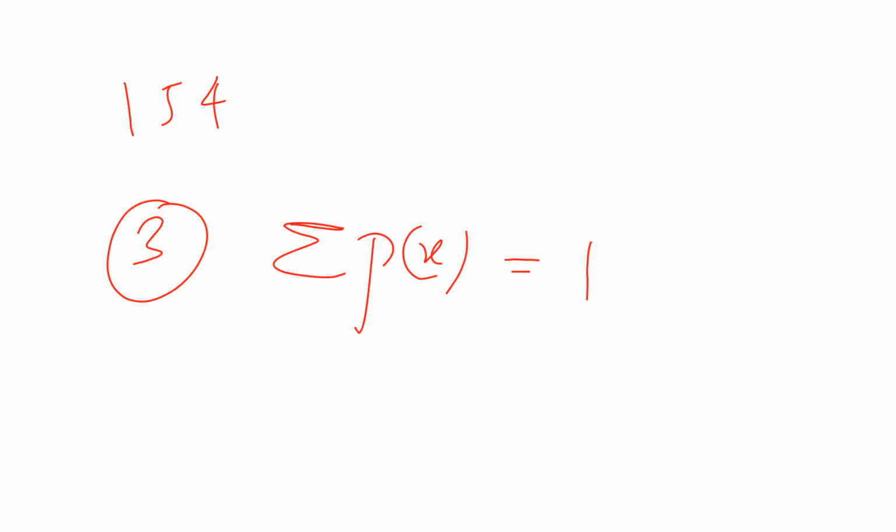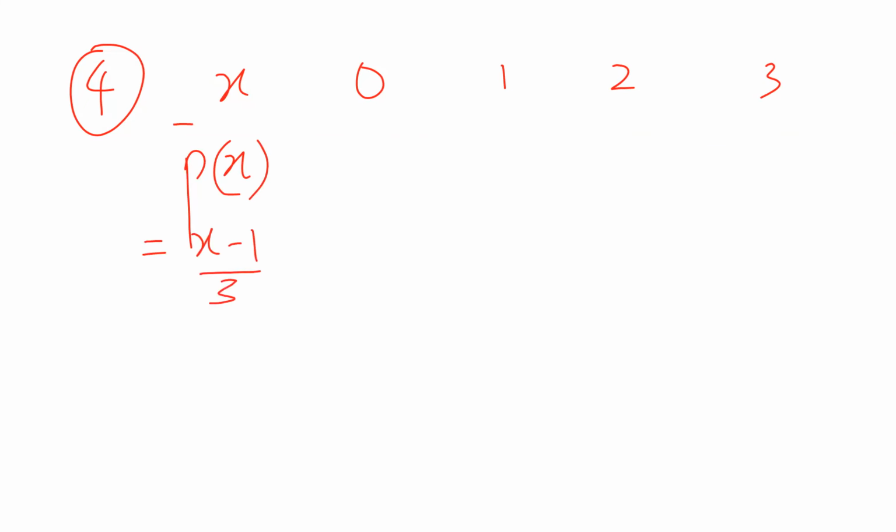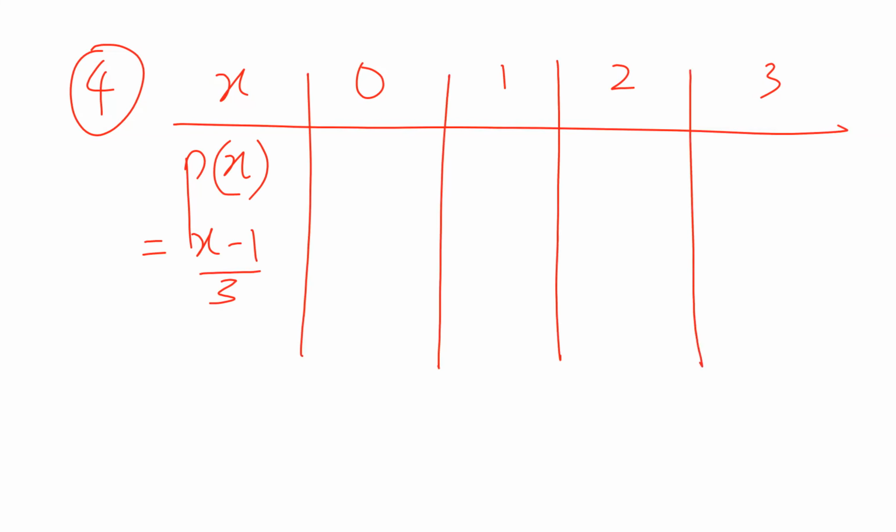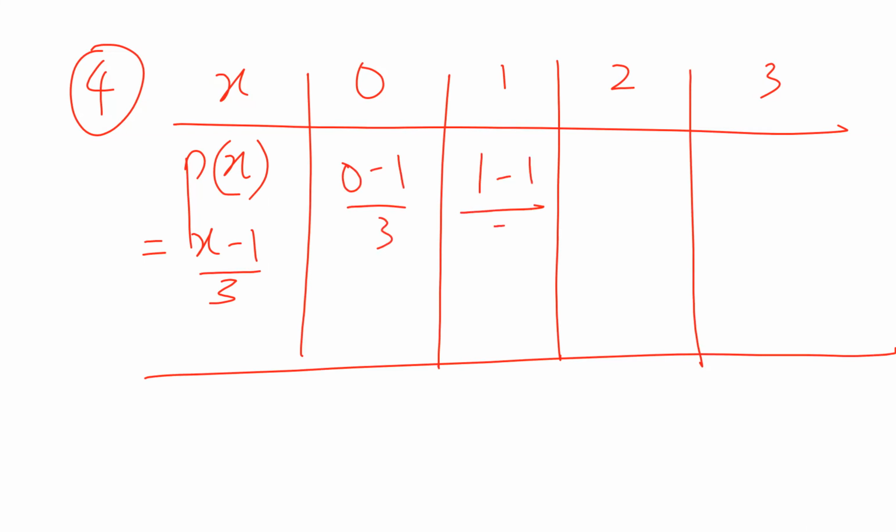Now, few more conceptual problems. Fourth fill in the blank. See, x is equal to 0, 1, 2, 3. And p of x, they have given you a formula, x minus 1 upon 3. So you can calculate the individual values by the formula. The first one will be 0 minus 1 upon 3. Second one will be 1 minus 1 upon 3. I am putting this value of x over here individually in each calculation. 2 minus 1 upon 3. 3 minus 1 upon 3.